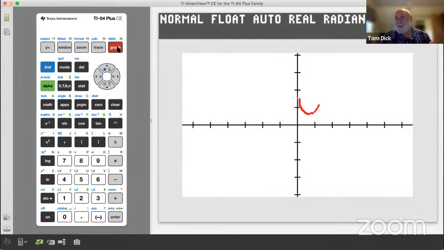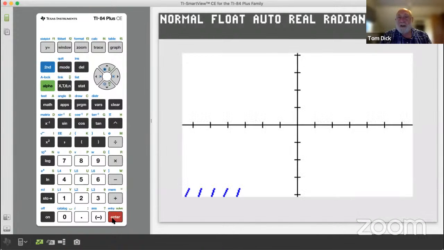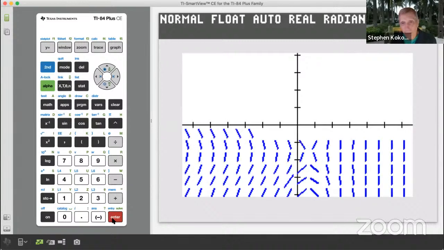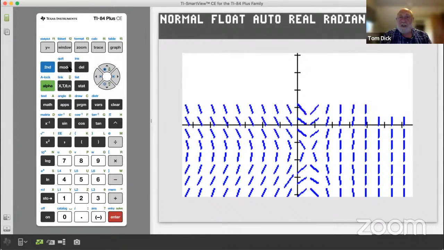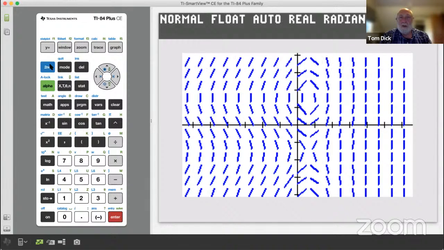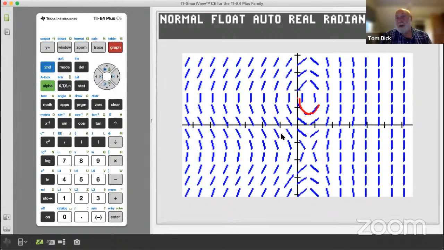Oh, you know what? We lost our slope field because I did a new graph there. So let me just run the slope field again. Okay. Regenerate it. Doesn't take too long. And now I'll go to y equals, turn on y2 again. And now we'll graph it. And this time it should graph on top of the slope field. Oh, there we go. How about that?